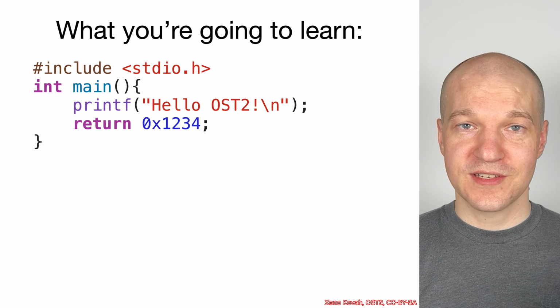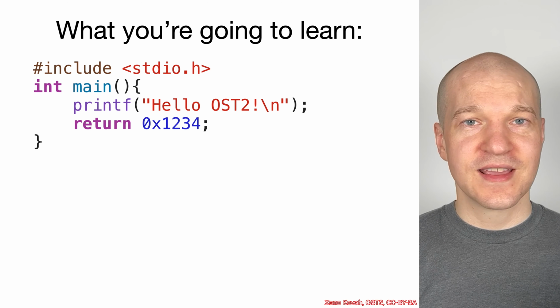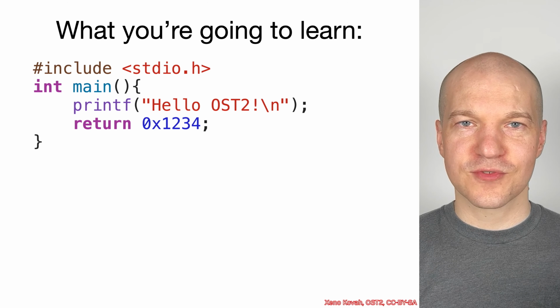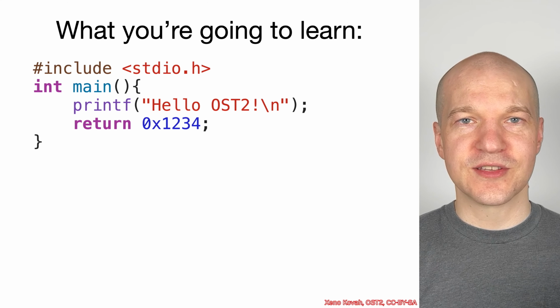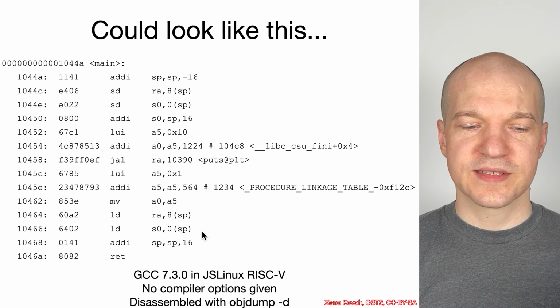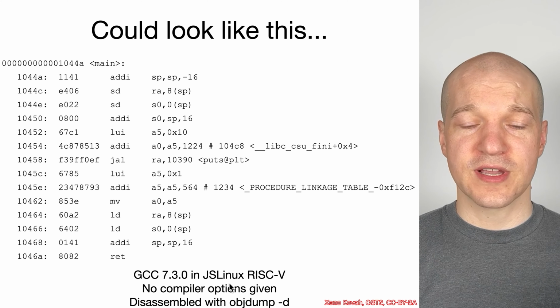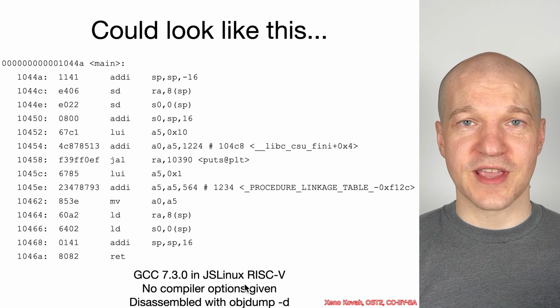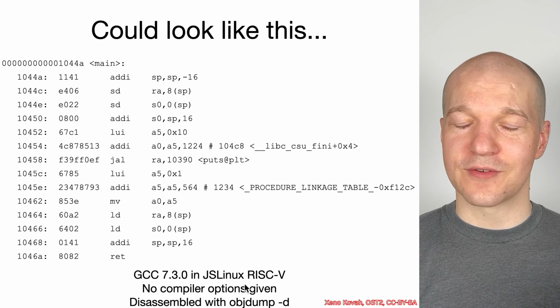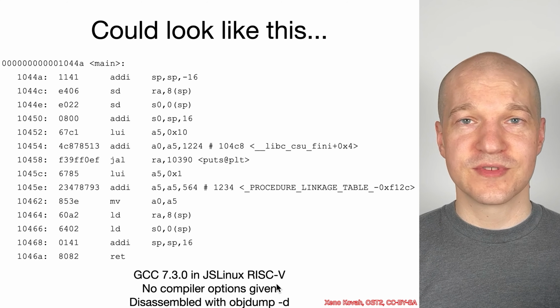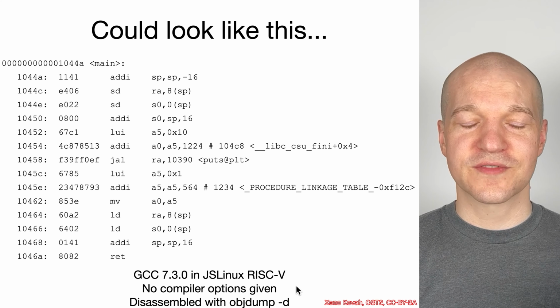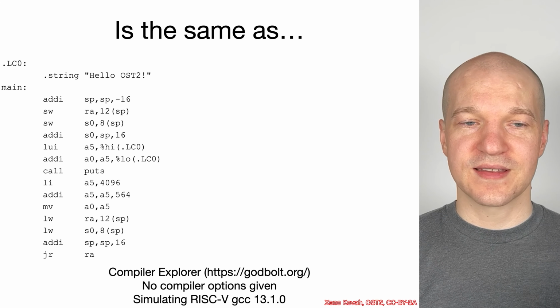But let's finally get into what we're going to learn in this class. In this class, we're going to see high-level source code like this "hello OST2," and it could look like this. Here's an example of what that code compiles down to with GCC 7.3 on JS Linux. That is a JavaScript-based Linux that runs entirely in the browser, and it actually does have support for RISC-V. So if you compiled it with that, you'd get this.